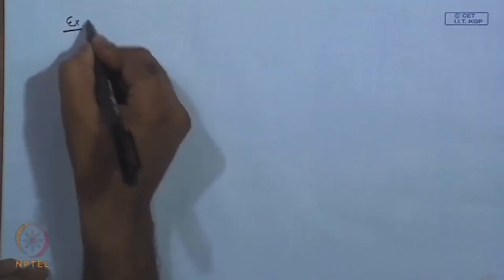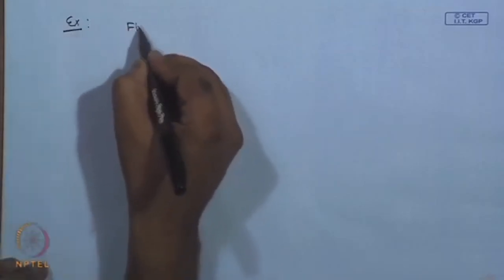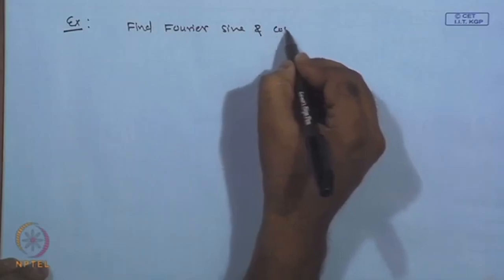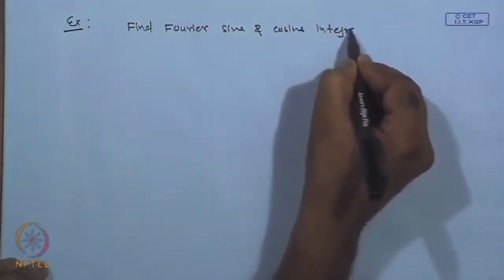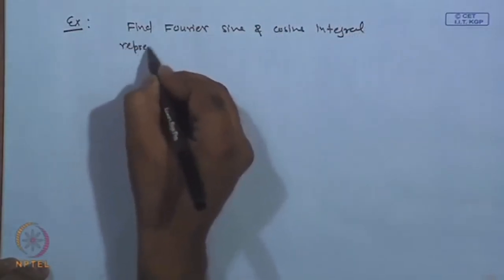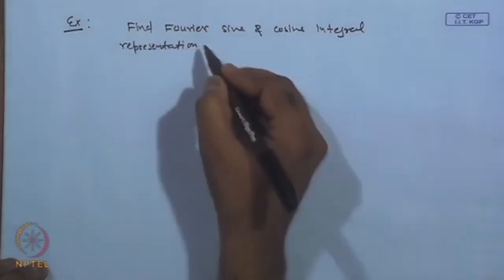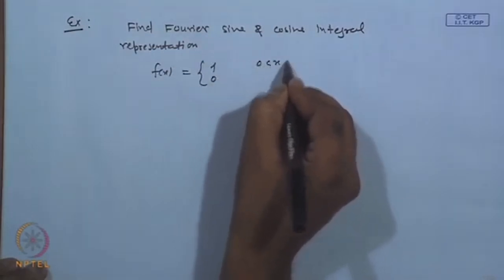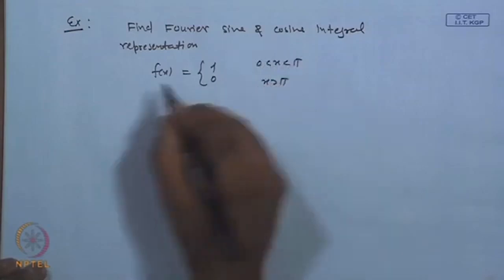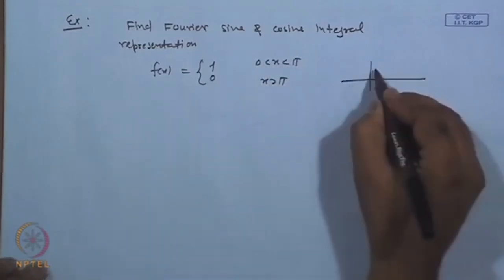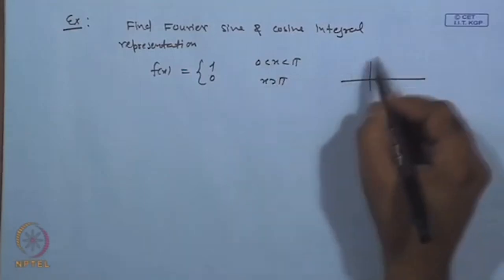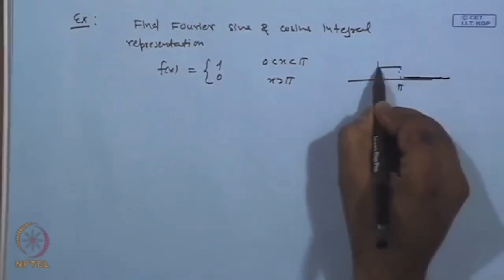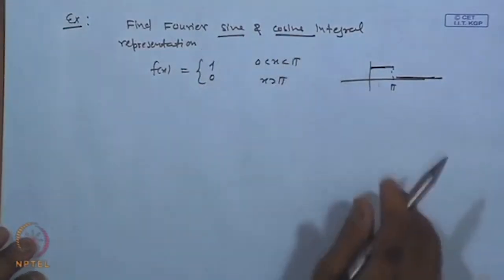So, one more example we go: find the Fourier sine and cosine integral representation for this f(x), which is 1 for 0 to pi, and when x is greater than pi it is 0. This function is defined from 0 to infinity only, so we have one value, and then when greater than pi it is 0. So this is the function given, and we are interested to find the sine and the cosine integral.